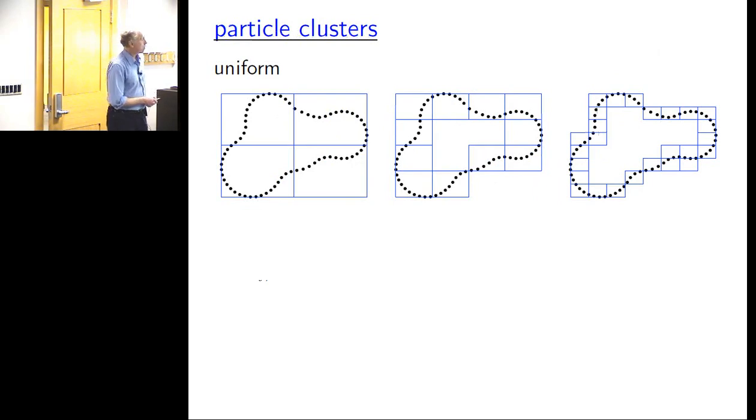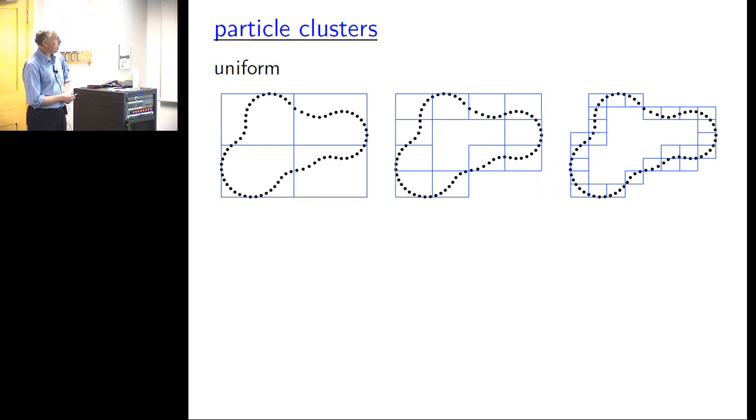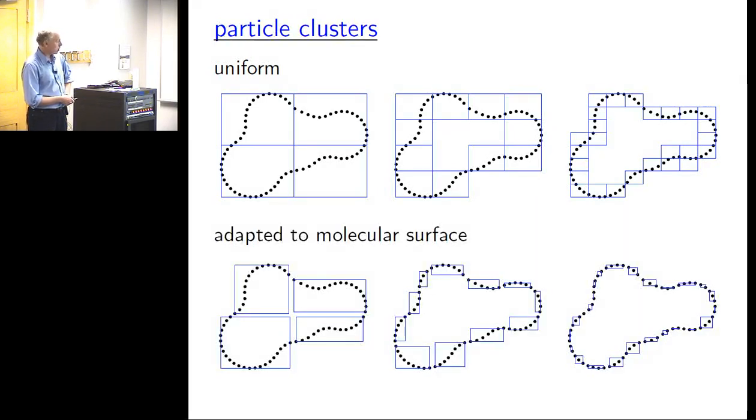So for example, remember this was our schematic of a molecular surface. Many algorithms, including the fast multipole method, use uniform clusters on each level. The uniformity gives you some advantage, but at the same time, you see that there's a lot of empty space in these clusters. So what we do is we use clusters that are adapted to the molecular surface. All we do is shrink these clusters around the particles they contain. You get a more accurate representation of the molecular surface, and this pays off when the algorithm is run.